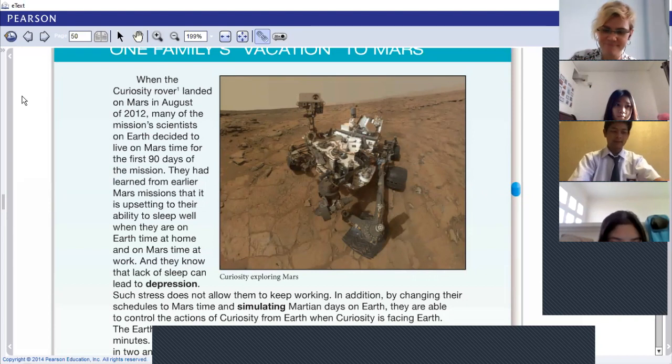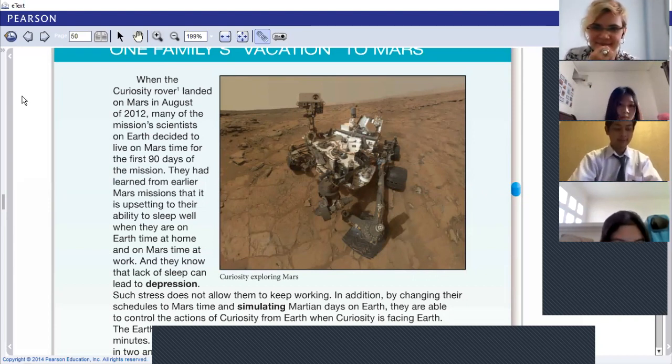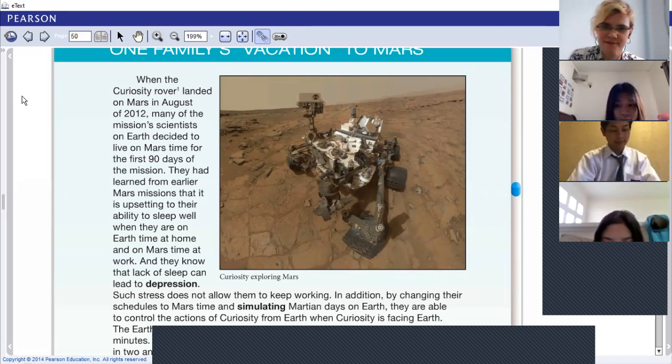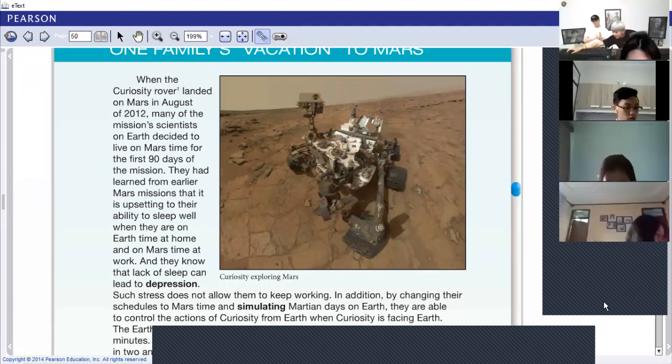When the Curiosity rover landed on Mars in August of 2012, many of the mission scientists on Earth decided to live on Mars time for the first 90 days of the mission. They had learned from earlier Mars missions that it is upsetting to their ability to sleep well when they are on Earth time at home and on Mars time at work. And they know the lack of sleep can lead to depression.